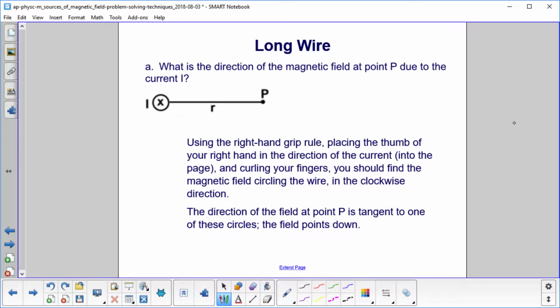What is the direction of the magnetic field at point P due to the current I? Using the right-hand grip rule, placing the thumb of your right hand in the direction of the current, which is into the page, right over here, and curling your fingers, you should find the magnetic field curling around like this. Okay? And it obviously keeps going out and out until you get to this point here, point P. And to find the magnetic field at point P, you take the tangent to that circle. So that would be in the down direction. So the direction of the field at point P points down.